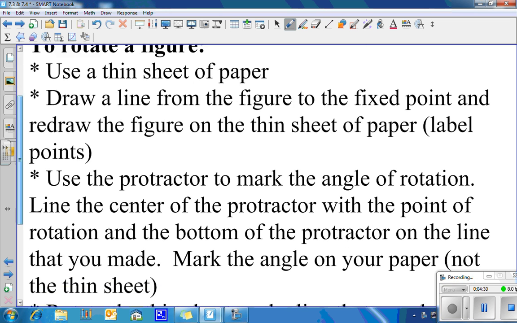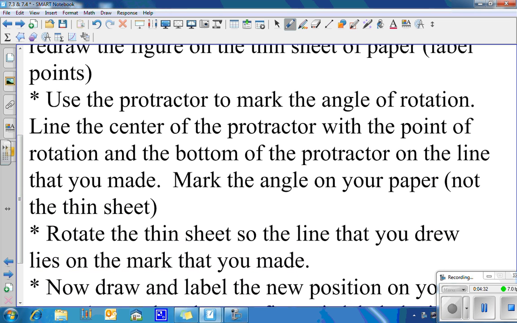And then you want to line the center of the protractor with the point of rotation at the bottom of the protractor in the line. Mark your angle on that paper, not the thin sheet. Okay? You're going to rotate that thin sheet so the line that you drew lines up with the marks that you made.